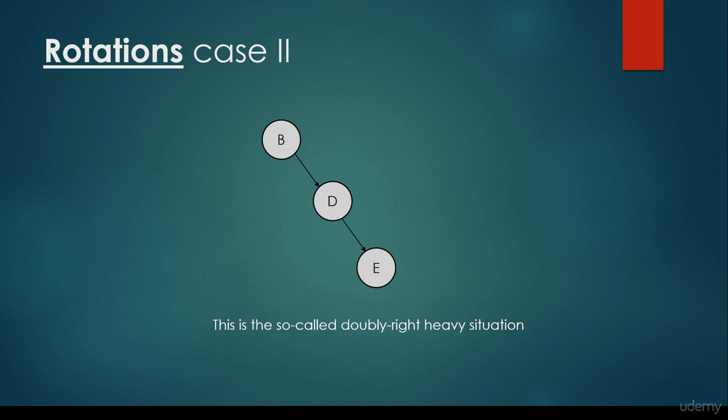Okay, what about the case 2? It is quite symmetric, so this is the so-called doubly right heavy situation. We have to do approximately the same as we have seen for the case 1, but in the opposite direction. So we have to make a simple left rotation on the root node, so on the node B.